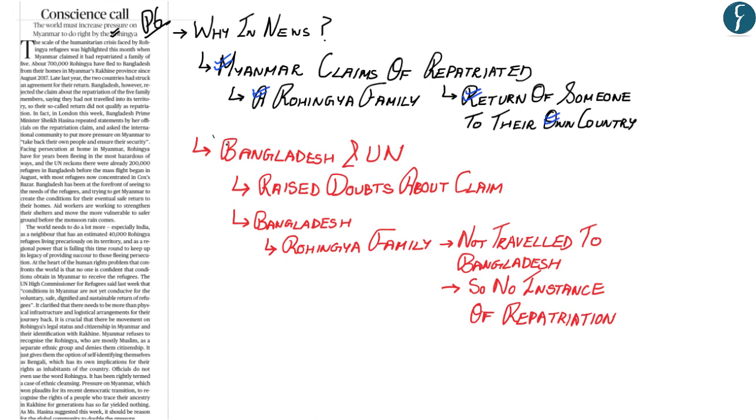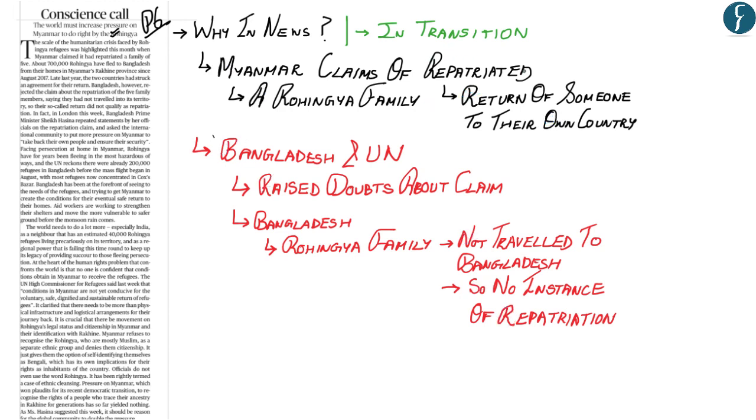So the claim by Myanmar that a Rohingya family has returned to Myanmar after being refugees in Bangladesh has been opposed by Bangladesh and the United Nations, which have raised doubts about this claim. Bangladesh claims that the Rohingya family has not travelled to Bangladesh and therefore were not refugees and probably were in Myanmar territory. So there was no instance of repatriation by Myanmar. The Rohingya crisis has been in the news for a couple of years, and this news is in transition and should be seen within the regular coverage of the Rohingya crisis.